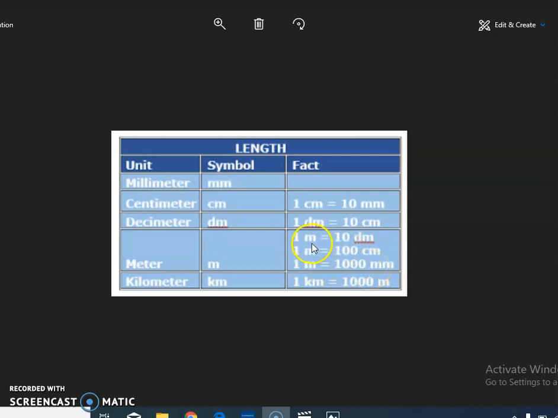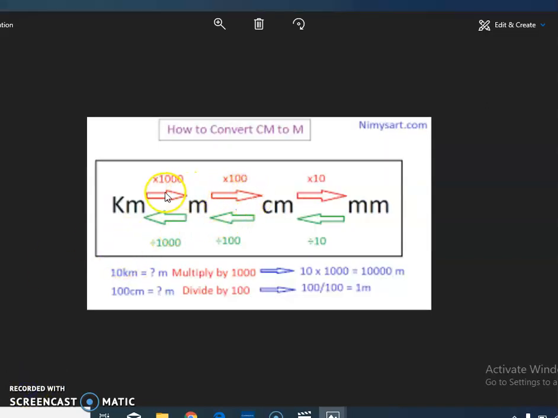So from meter to any smaller unit, you have to multiply by that number. That is, 1 meter to decimeter, you have to multiply by 10. 1 meter to centimeter, you have to multiply by 100. 1 meter to millimeter, you have to multiply by 1000. Or to reverse, millimeter to meter, you have to divide by 1000. Centimeter to meter, you have to divide by 100. Decimeter to meter, you have to divide by 10. So that's the rule.